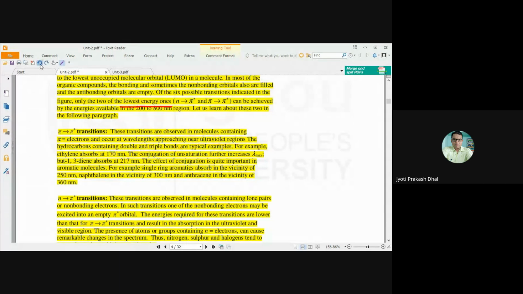For example, you can see ethylene, that is ethene, which absorbs at 170 nanometers, and conjugation of unsaturation further increases it. The first one is ethene, CH2 double bond CH2. Here you can see one pi bond is there. As a pi bond is there, this pi to pi star transition is possible here because the molecule contains a pi bond.